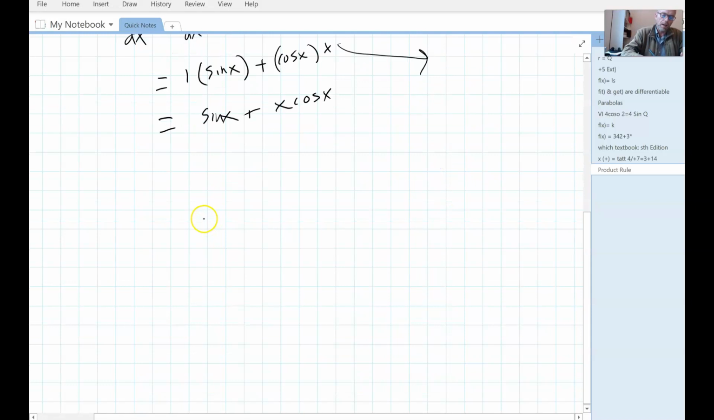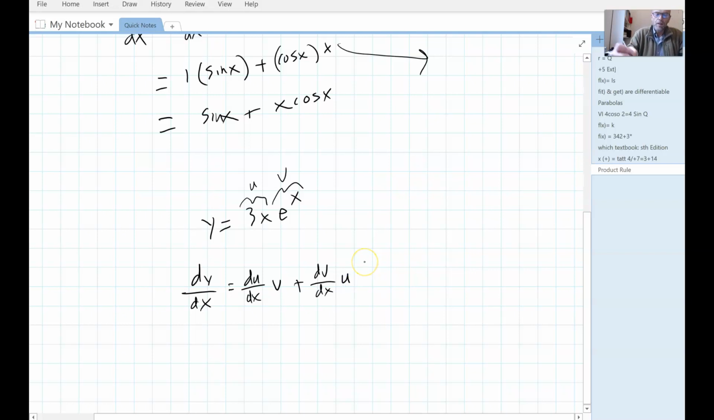Another example would be, let's say we have y is equal to 3x times e to the x. If we're going to do the product rule here, we'd say dy/dx is equal to, well, let's call this guy u and this guy v. So I want du/dx times v plus dv/dx times u. And what is du/dx? Well, that's just 3, since the derivative of 3x is 3 times 1, so it's just 3. And dv/dx is e to the x.